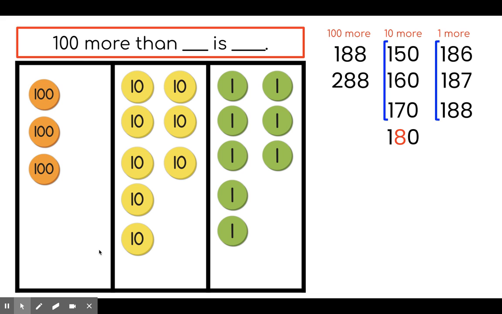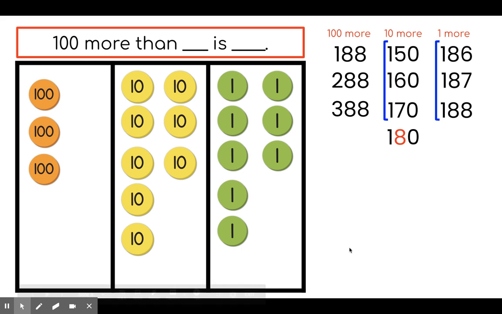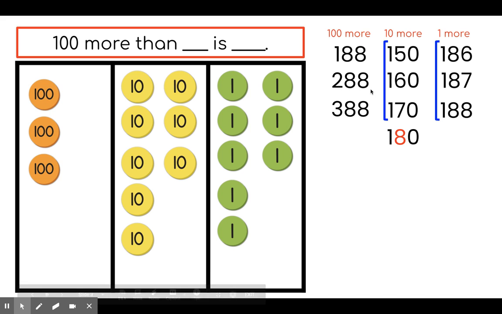Let's add another place value disk. What number do we have now? 388. Remember, we're just dealing with adding groups of 100. Let's plug 288 and 388 into our sentence. I want you to read it with me. 100 more than 288 is 388.